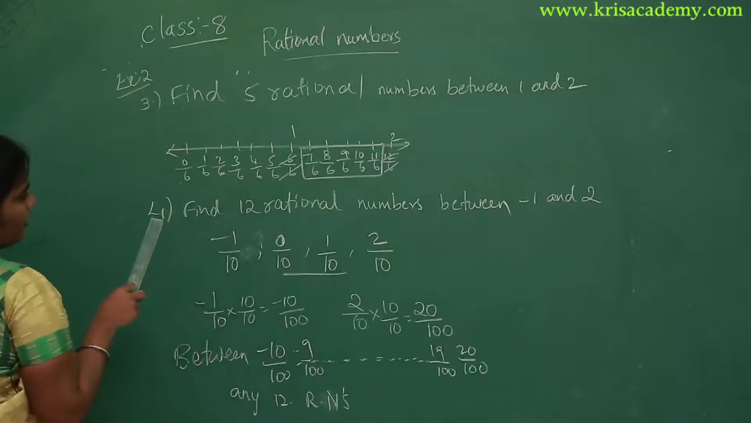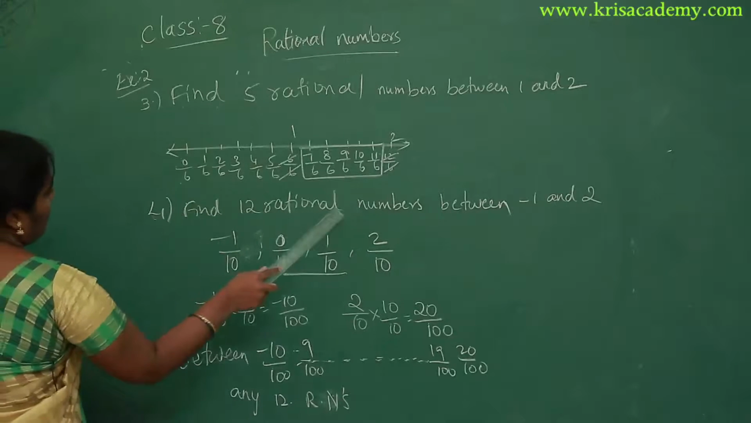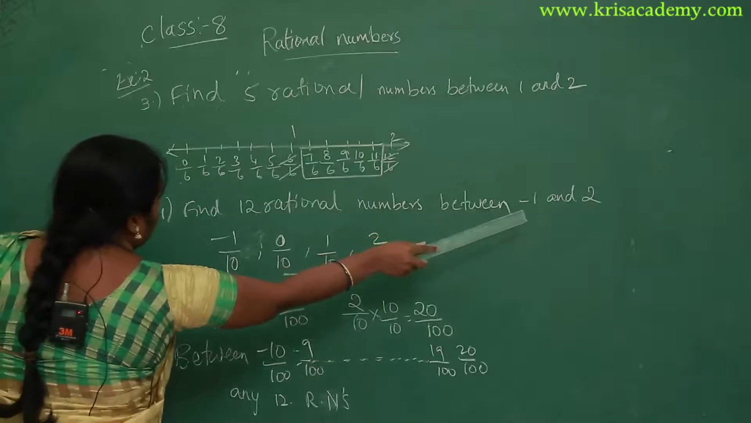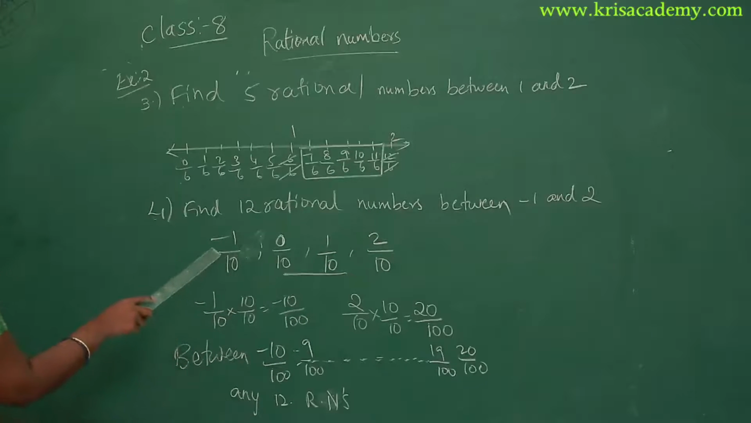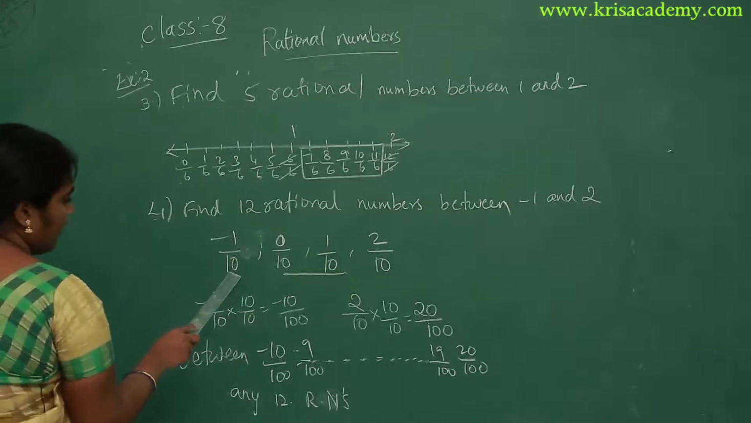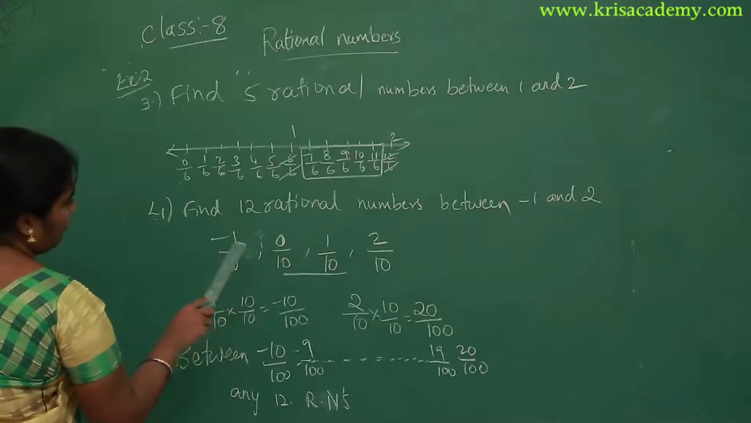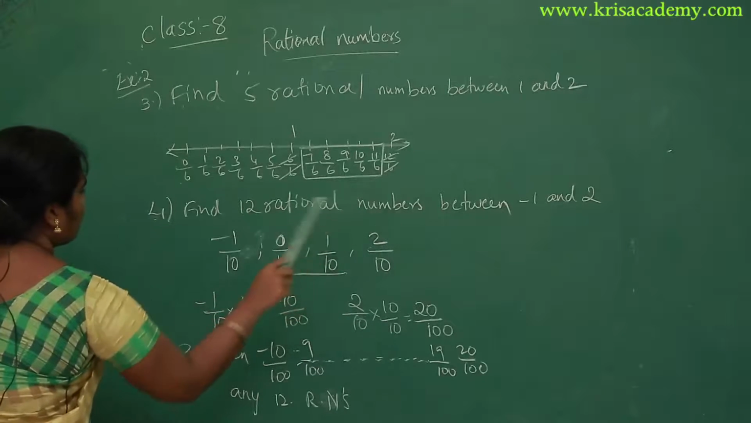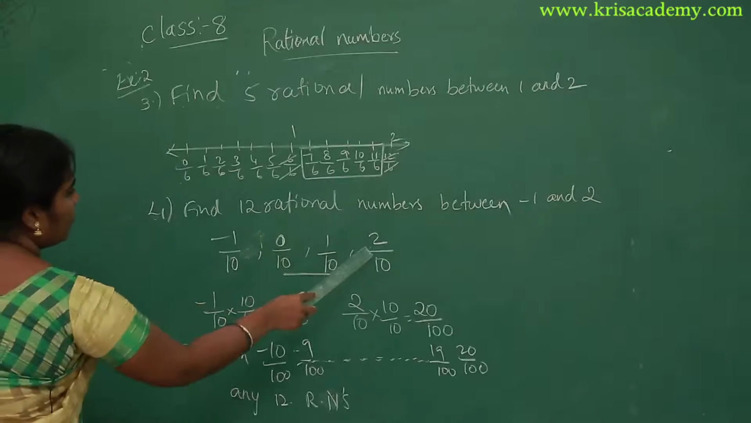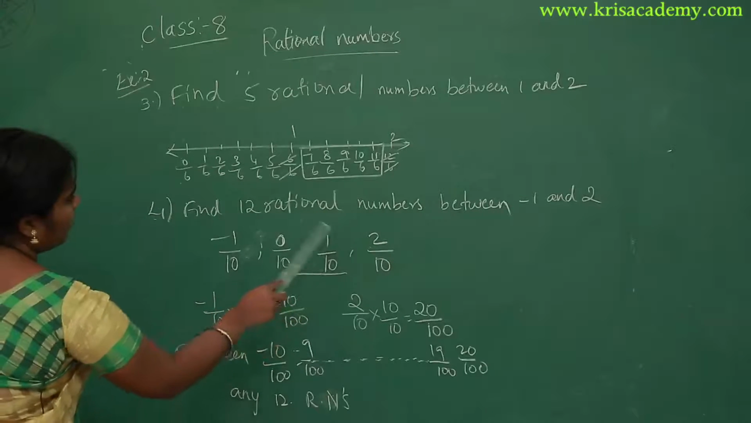Now one more problem is find 12 rational numbers between minus 1 and 2. Write minus 1 by 10 because your decimals will start if you divide by 10. After dividing by 10, write integers in decreasing order minus 1, 0, 1, 2. They are asking you to write between minus 1 and 2. When we divide by 10 we are getting 2 only.